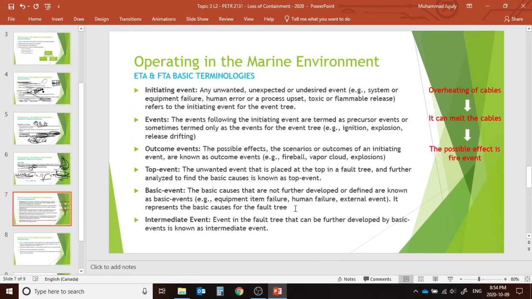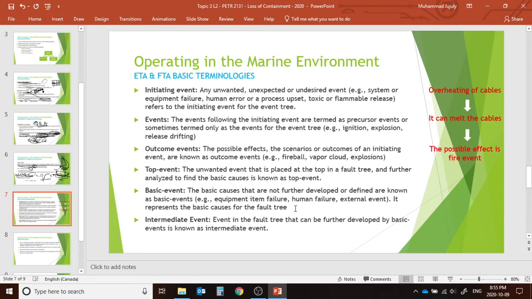Now there are some very important basic terminologies we'll learn, which we will apply in our next class. This is very, very important, and the most important part is that these are the basic terminologies we need to draw the ETA and FTA.